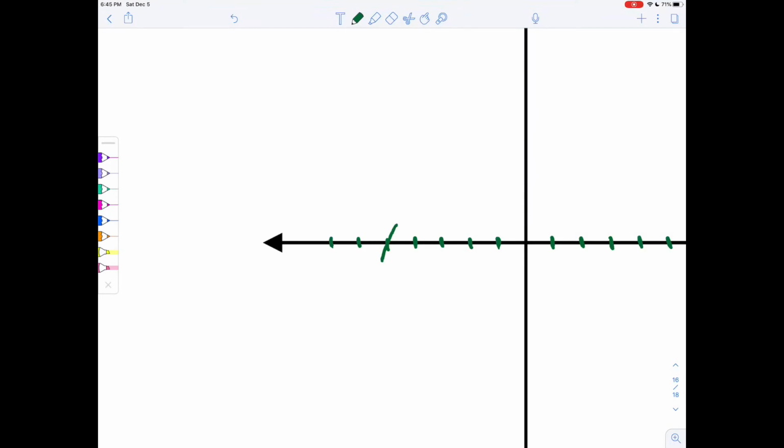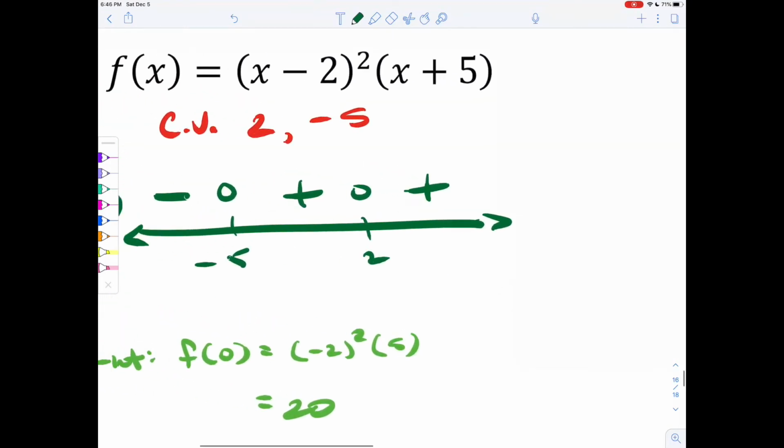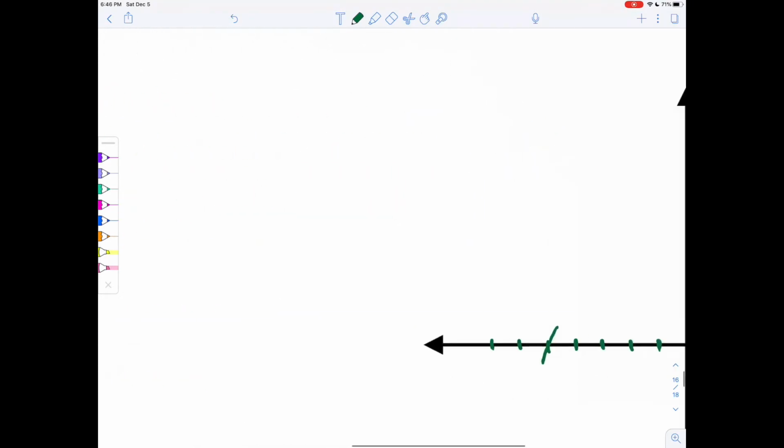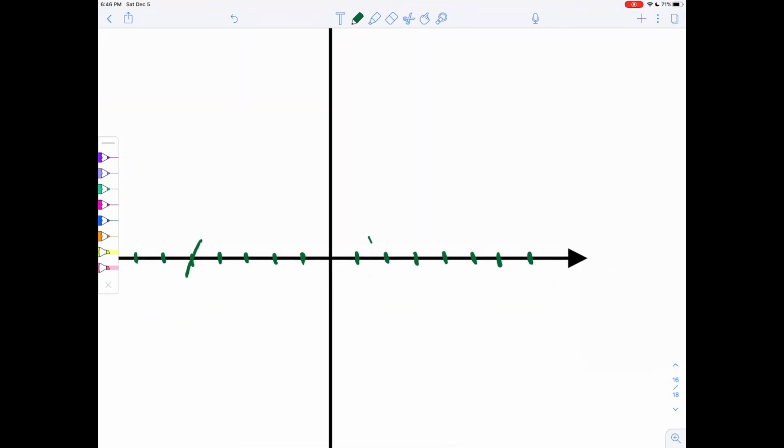And when we hit 2, that's got an even multiplicity, so that's where it's going to do that bounce back this way or this way. We're going positive to positive, so we'll go positive to positive.